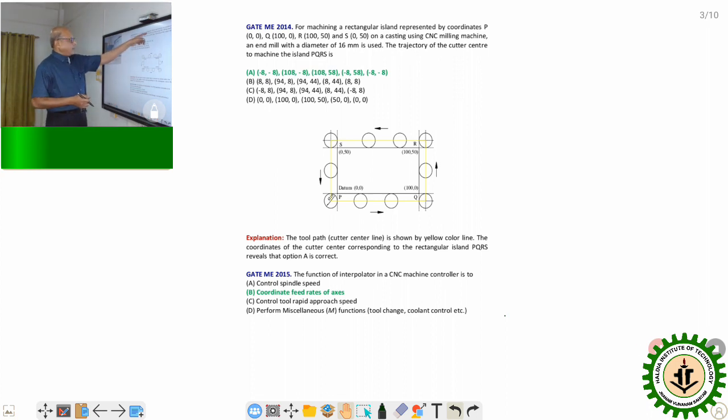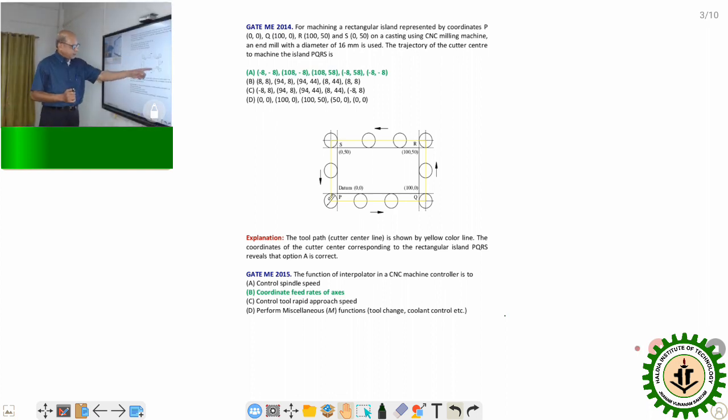For machining a rectangular island represented by coordinates P, Q, R, S, all four coordinates are specified on a casting using a CNC milling machine, and an end mill with a diameter of 16 mm is used. The trajectory of the cutter center to machine the island PQRS is, out of these four options, you have to pick up the correct one.